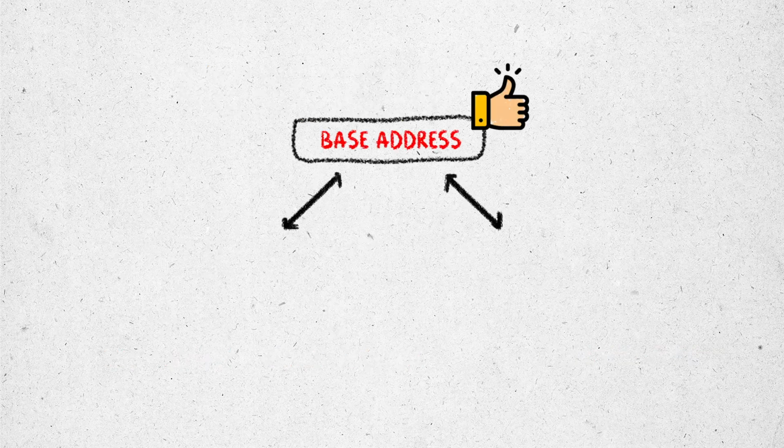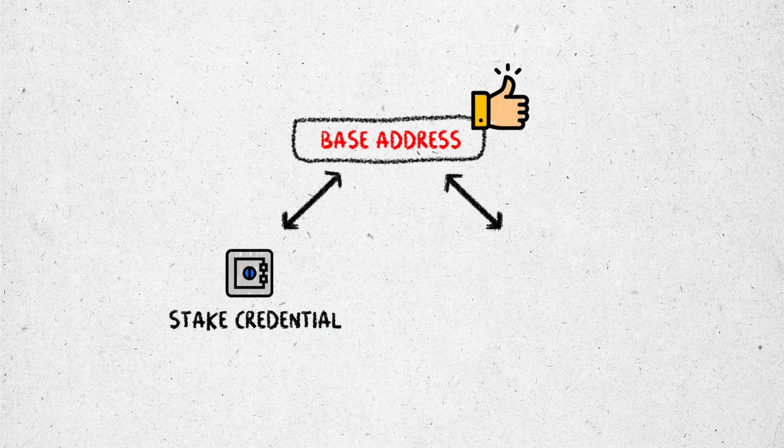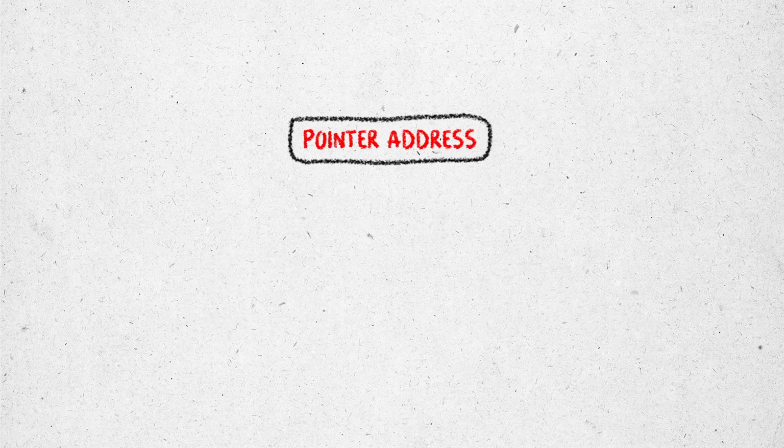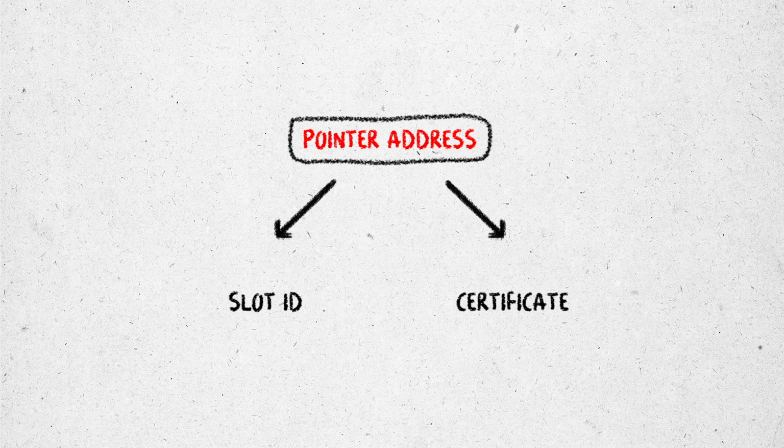To make it clear, the base address contains the information of the stake credential within itself. It is formed by combining information from both the payment credential and the stake credential. This is also an address that most users are currently using. Unlike the base address, which stores information directly, the pointer address contains stake information indirectly. This information can be determined and stored through indices, such as slot ID and certificate. In reality, the pointer address is not widely used by users on Cardano due to some of its limitations.